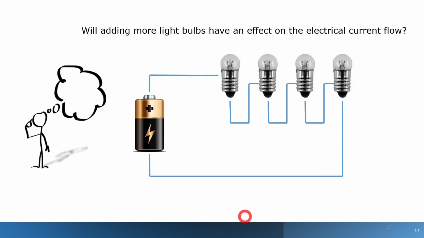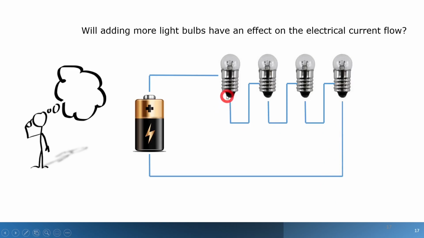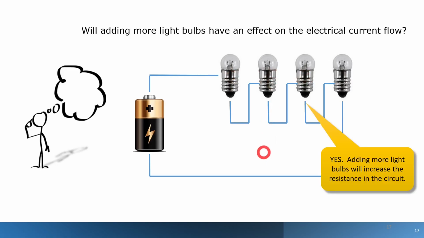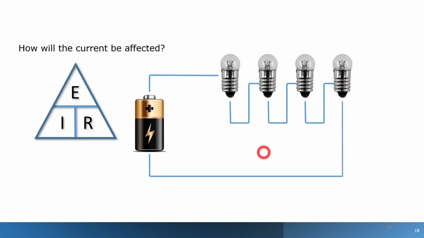Okay, so let's go back to our thought experiment. We know that with this relationship, if resistance goes up, our current's going to go down, or if our resistance goes down, our current's going to go up. So we're going to come back here. Are we adding resistance into this? Well, yes, we are, because we're slowing down the current because we're adding more load here. We're adding more light bulbs. Okay. So yes, adding more light bulbs will increase resistance in the circuit. When we increase resistance, we are going to have an effect on current flow, and in fact, the current flow will go down. Okay, so we're going to look at that mathematically here.